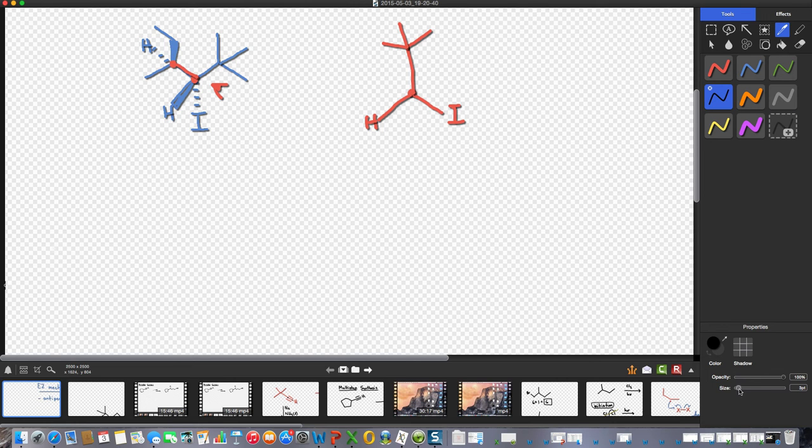Now for the back carbon, when I make this rotation, certainly the methyl group is going to be in the same plane. And as I look down this bond, and this is not necessarily easy to see, the ethyl group is going to be up and to the right, and the hydrogen is going to be up and to the left.